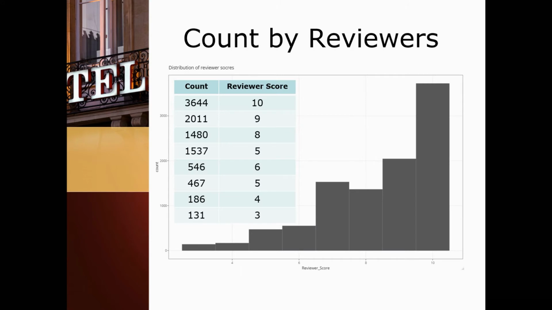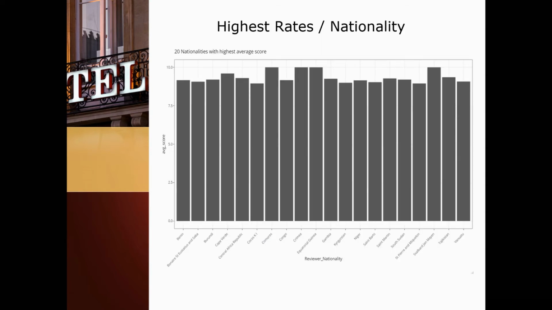And for the rating, let's see how customers did. There were 3,644 customers who rated up to a 10-point score. In 2011, some rated a hotel up to 9, 1,480 rated 8 points, and 1,537 rated 5 points. In this chart, we can see where the highest rated customers came from.